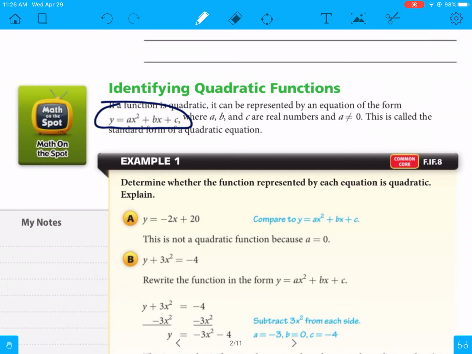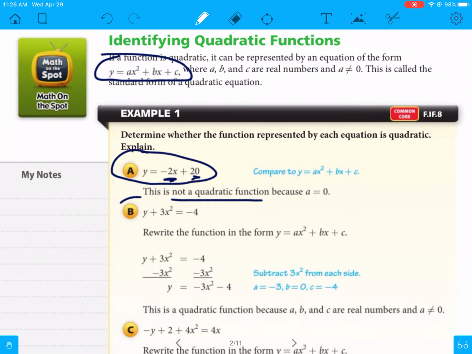So what we're going to have to do is take this first equation, y equals negative 2x plus 20. So it's got a bx here, it's got a c, but it does not have an a, so your a is 0, so it is not a quadratic function.